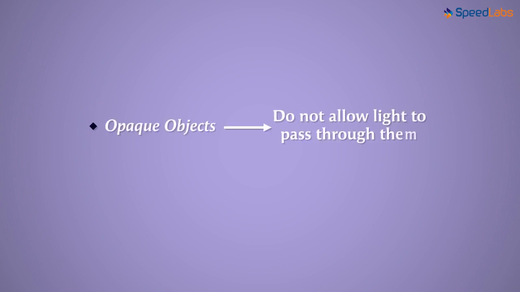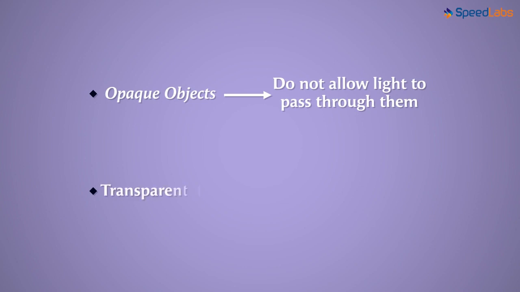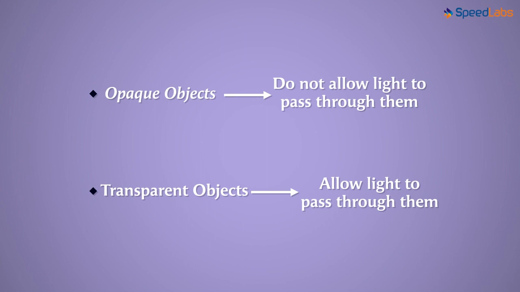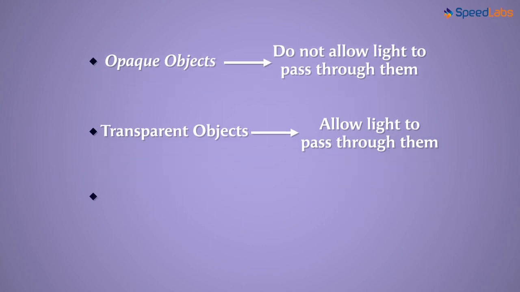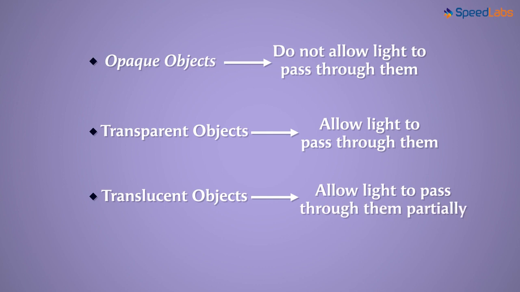Do you remember the concepts we studied in the previous lesson? First, we understood that opaque objects do not allow light to pass through them. Second, transparent objects allow light to pass through them and we can see through them clearly. And third, translucent objects allow light to pass through them partially.